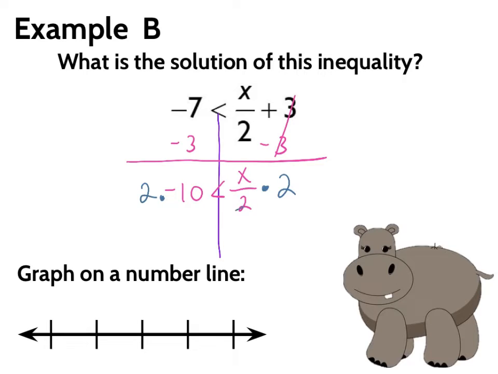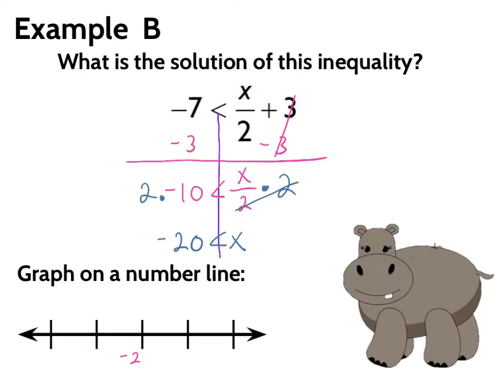2 and 2 are going to cancel. Bring down my x. I did not multiply or divide by a negative, so my sign stays the same. I did multiply into a negative, but I did not multiply by a negative, so my sign stays the same. 2 times negative 10 is negative 20, and I've got my solution there. X is greater than negative 20. So that means that all the numbers that are greater than negative 20 are going to be solutions to my inequality.